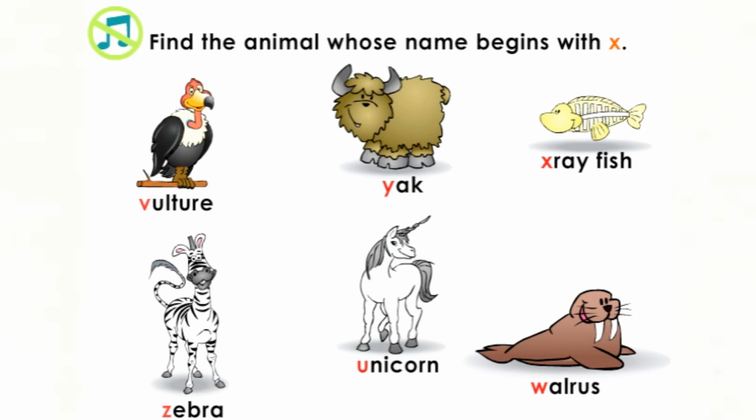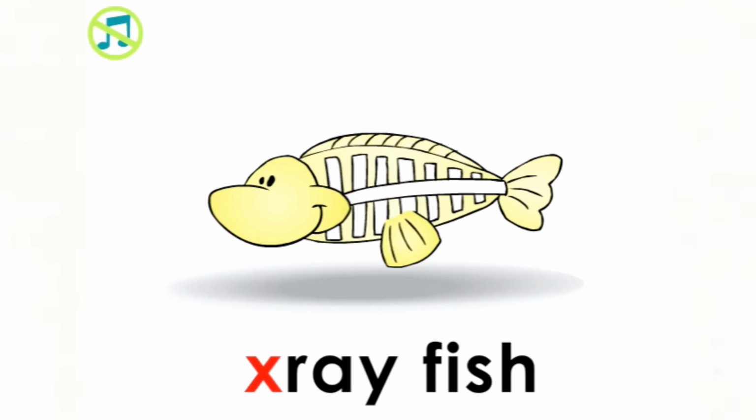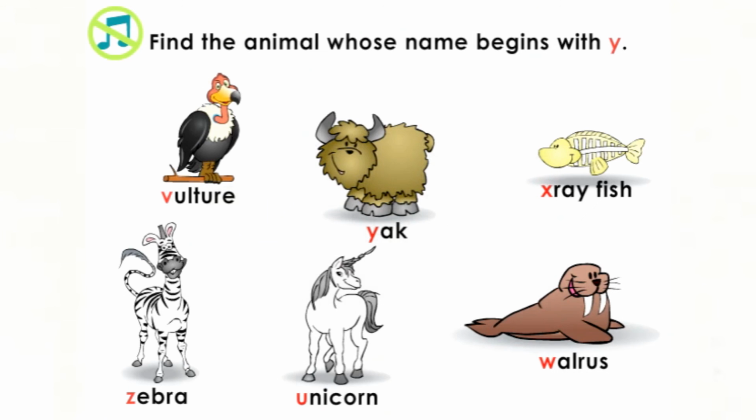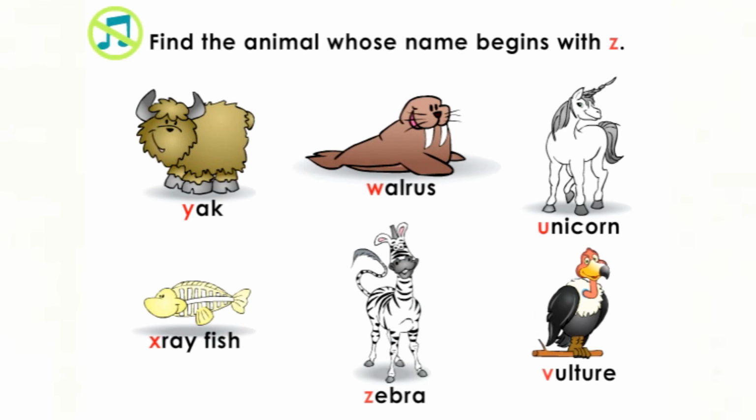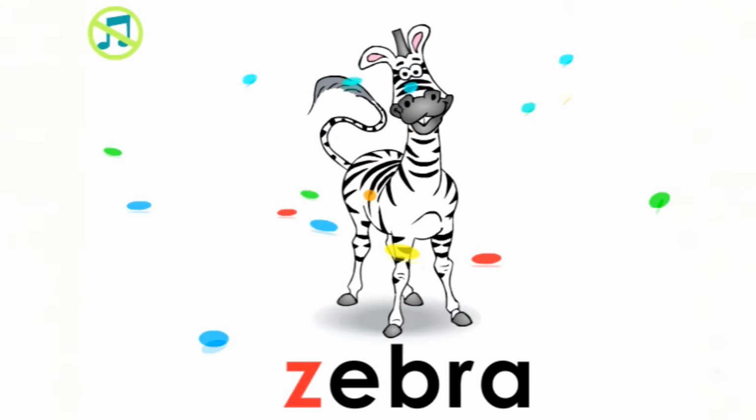Find the animal whose name begins with X. Fantastic! X-ray fish begins with X. Find the animal whose name begins with Y. Yes! Yak begins with Y. Find the animal whose name begins with Z. Super! Zebra begins with Z.